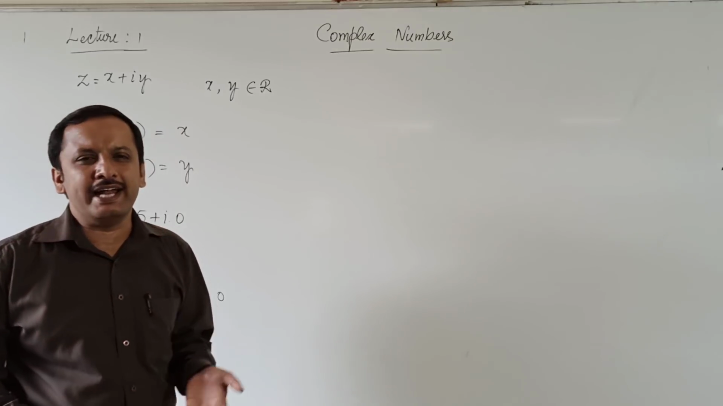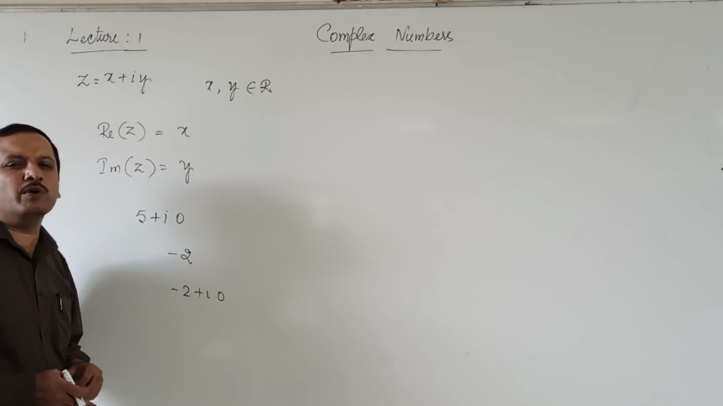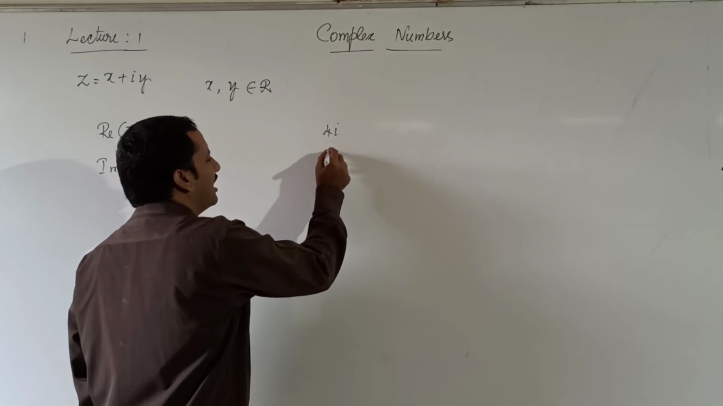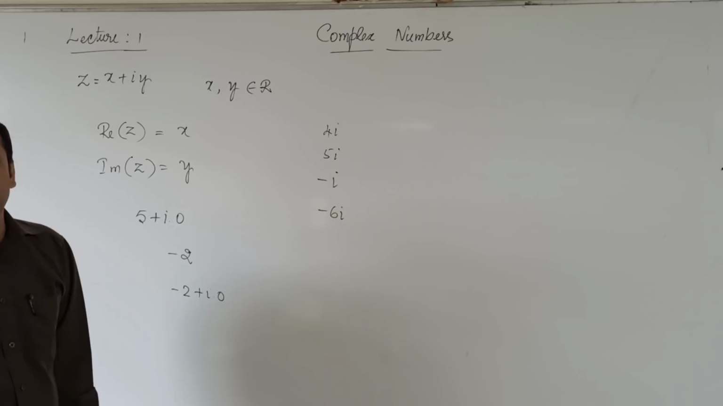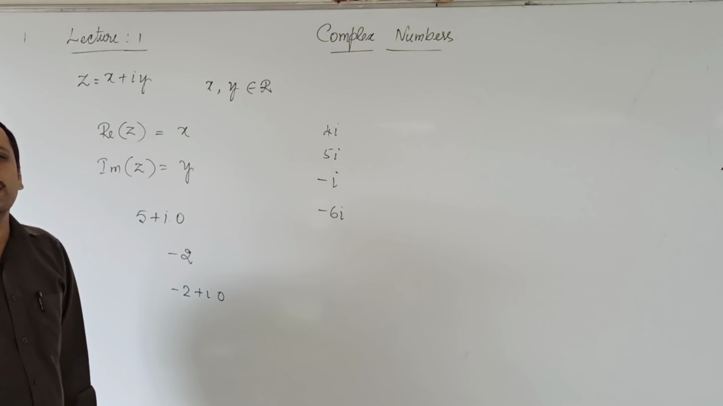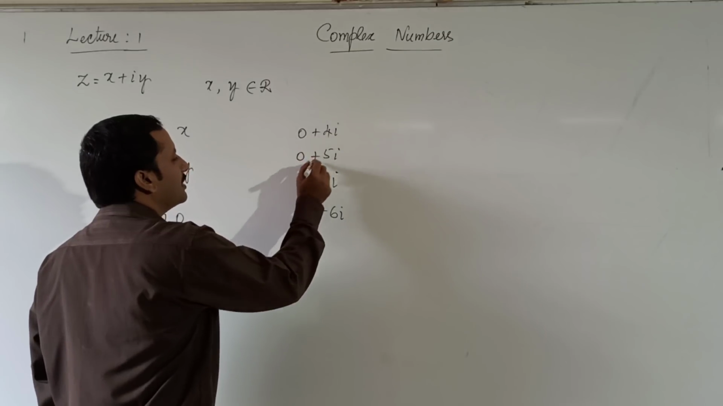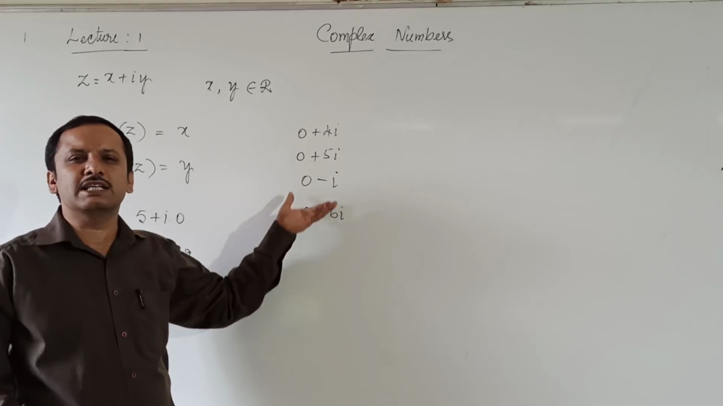Then, on the other hand, a complex number whose real part is 0 is called purely imaginary. For example, if I take 4i, 5i, minus i, minus 6i, etc. Look at all these complex numbers. These are all complex numbers whose real part is 0. I can write 4i as 0 plus 4i, 0 plus 5i, 0 minus i, 0 minus 6i. You can compare that with x plus iy.